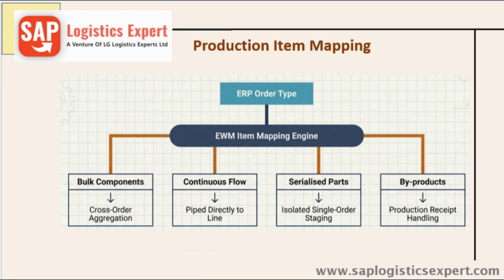Next configuration is production item mapping, meaning mapping ERP order type to EWM item type. We can drive different staging strategies from the same production order, like cross-order staging, PCCO, where EWM aggregates demand across multiple orders, no staging, PCNS, used for materials directly sent to the line. Single order staging, PCSO, which is used for staging only for a single order. Production receipt, PRCV, used to receive the output items. This is how EWM supports complex manufacturing environments.